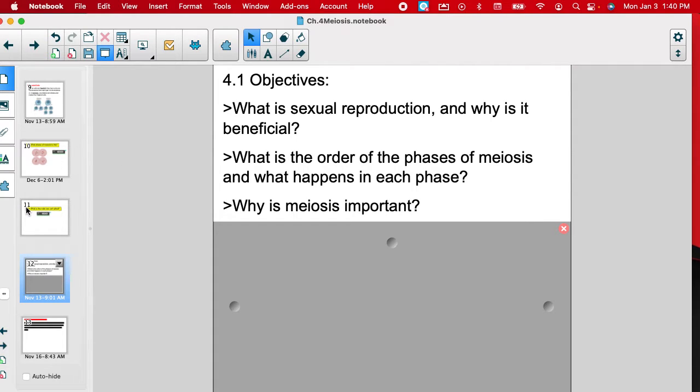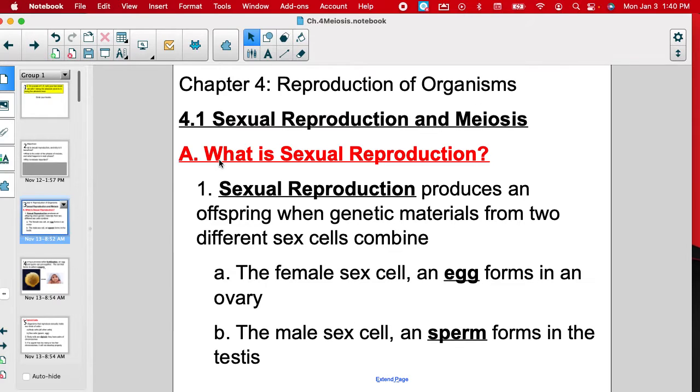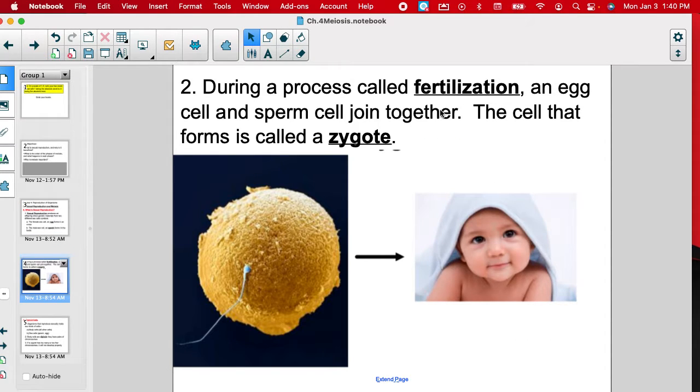Okay, so I'm going to wrap up section 4.1, which was titled Sexual Reproduction and Meiosis. And so we talked about what sexual reproduction is, how the female sex cell is called an egg, and the male sex cell is a sperm. They meet in the process of fertilization to form a zygote. That zygote will go through multiple rounds of mitosis, and then those cells will differentiate to become different types of cells, which will eventually form the organism.